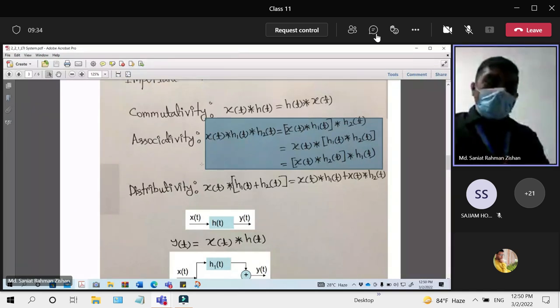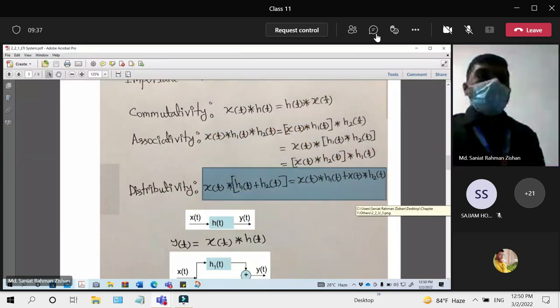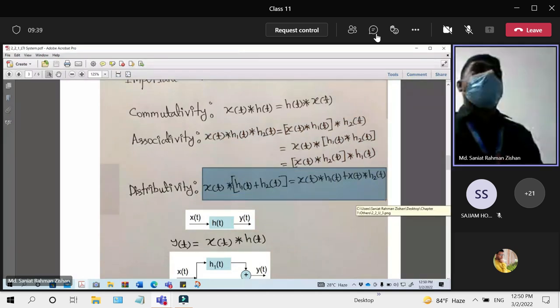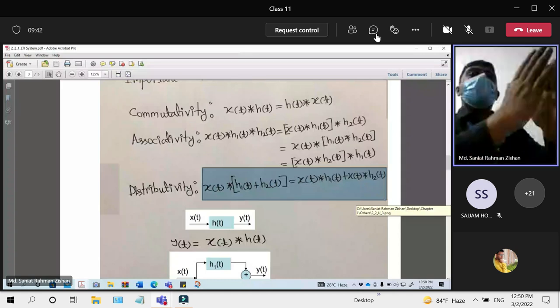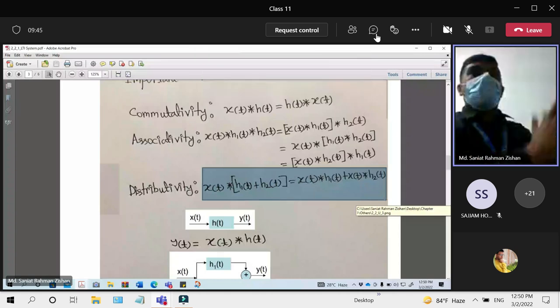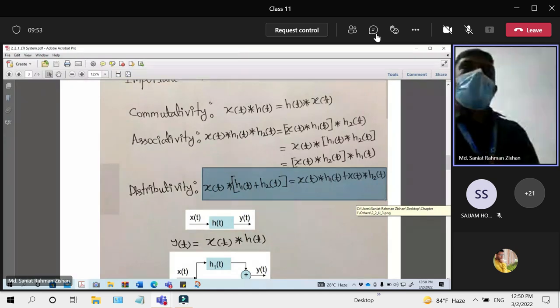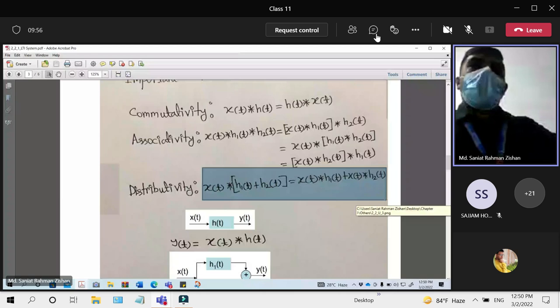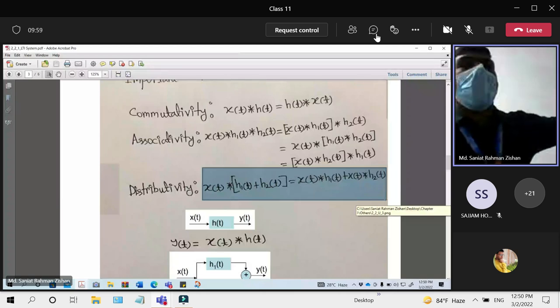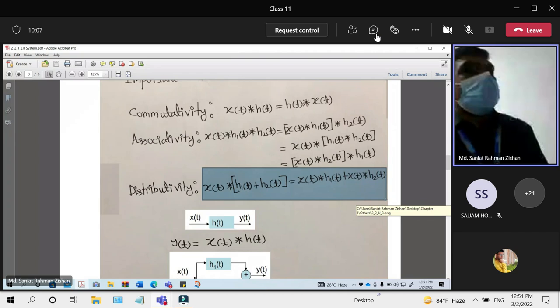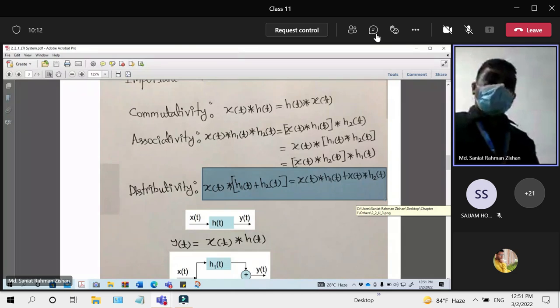And the last one is called the distributivity property. What is it all about? x(t) convolution h1(t) plus h2(t) can be separated like x(t) convolution h1(t) plus x(t) convolution h2(t). Even if I had not talked about this property, I think you would have done the same. But sometimes we are confused about the convolution sign. That's why I wanted to repeat this property. One is commutativity, one is associativity, and the last one is distributivity. The convolution integral follows all three of these properties.